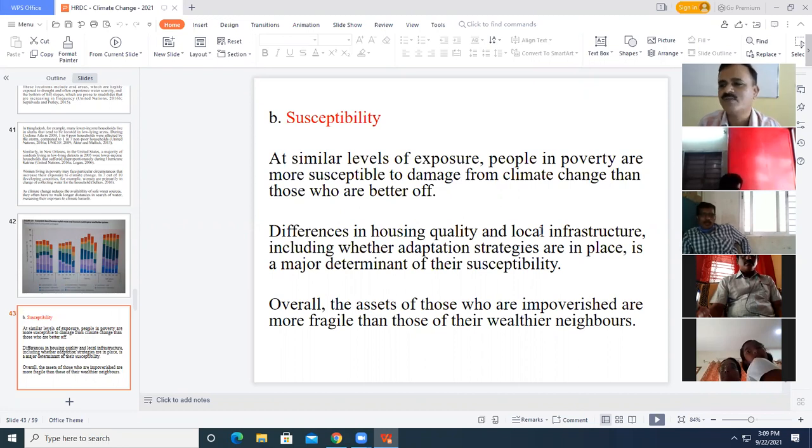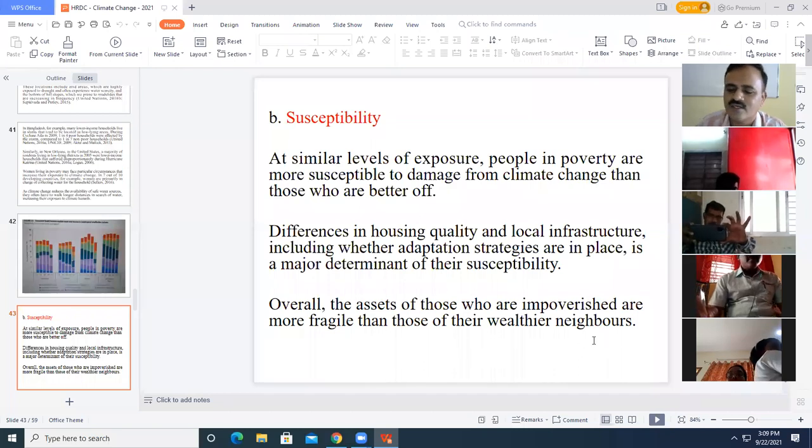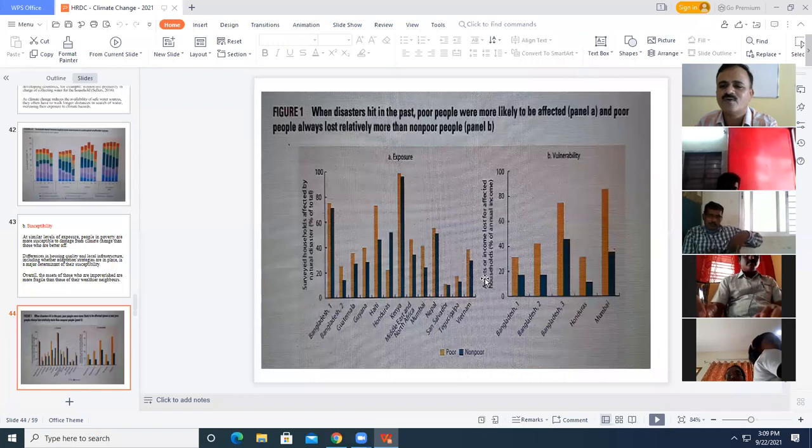That is, the susceptibility of these poor people is more compared to the non-poor people. So there are differences in housing quality. The local infrastructure, including whether adaptation strategies are in place, is a major determinant of their susceptibility. Overall, the assets of those who are impoverished are more fragile than those of their wealthier neighbors. So this is, of course, the exposure and vulnerability of the poor and the non-poor people.